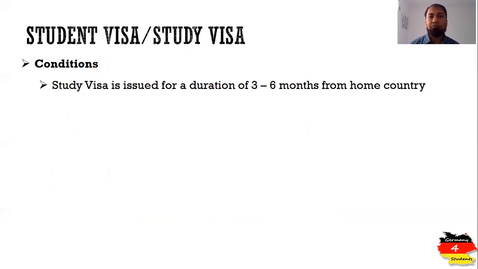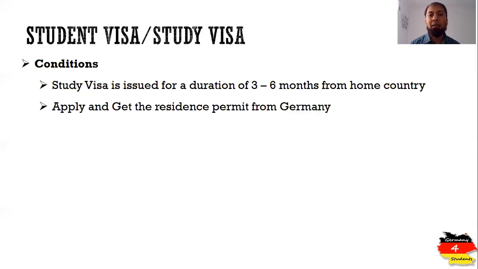Now we see what the conditions are which are associated with the student visa. The first condition is that the study visa will be given to you for a period of around 3 to 6 months. So you should not be wondering or surprised when you get a visa and that visa is only for 3 to 6 months, because the visa issued from the home country will always be for 3 to 6 months. But once you are here in Germany, you can get the residence permit for a period of 1 or 2 years. You have to fulfill certain requirements in order to get the residence permit.